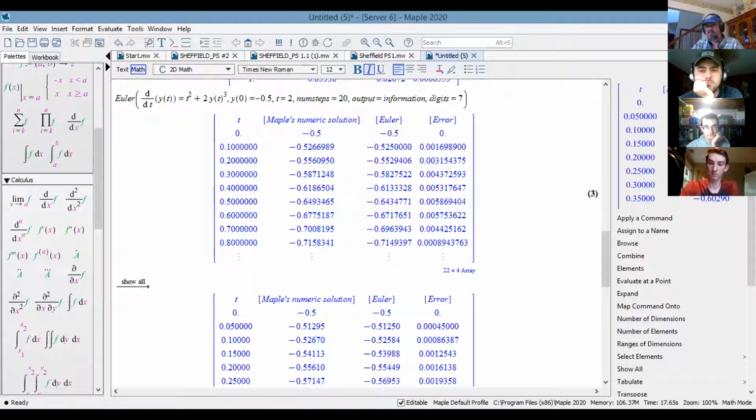I'll make it worth 5 points back on the last problem set if you want to do that, if you can figure it out. I'm tossing that out to everybody. Don't get too excited.